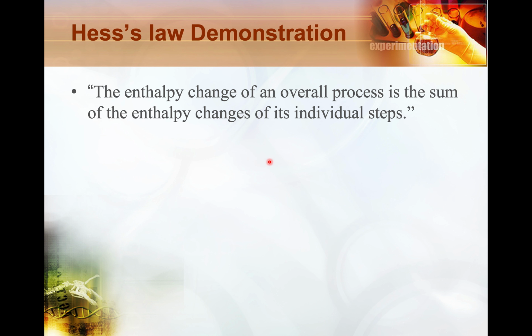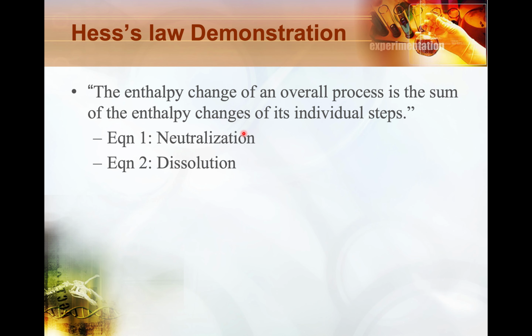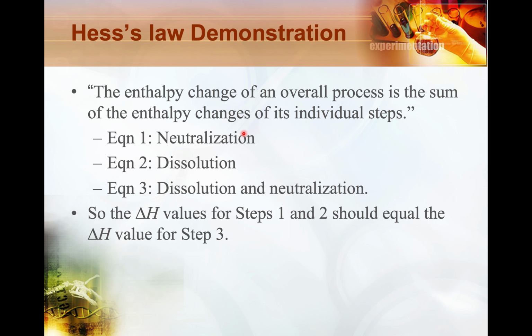So as we said, this is a demonstration of Hess's law. And Hess's law states that the enthalpy change of an overall process is the sum of the enthalpy changes of each of its individual steps. So consider the fact that the first equation represented a neutralization reaction, the second one is the dissolution, and the third one is the combination of the dissolution and the neutralization. So what you're going to do as part of your lab report is calculate again those change in enthalpy values for the first 2 steps, and then realize that it should be equal to the enthalpy change of the third step. And this is how you can demonstrate that Hess's law still holds for your system.